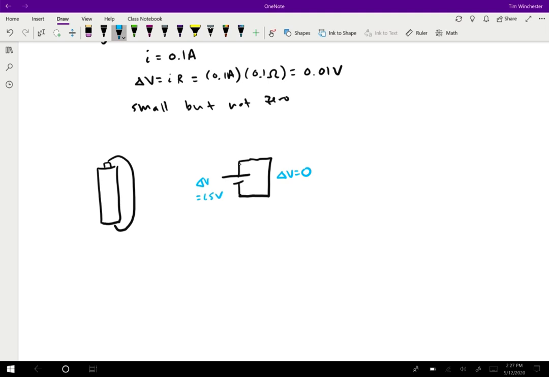I can't have a potential difference of 1.5 volts and also have a potential difference of 0. They have to agree. Whatever the truth is, it needs to be one or the other. And the answer is that the delta V across the wire is not actually 0, it's just usually small. And so we assume that there's some small resistance for the wire. Wires have a small resistance, and it turns out so do batteries, which we'll talk about later.